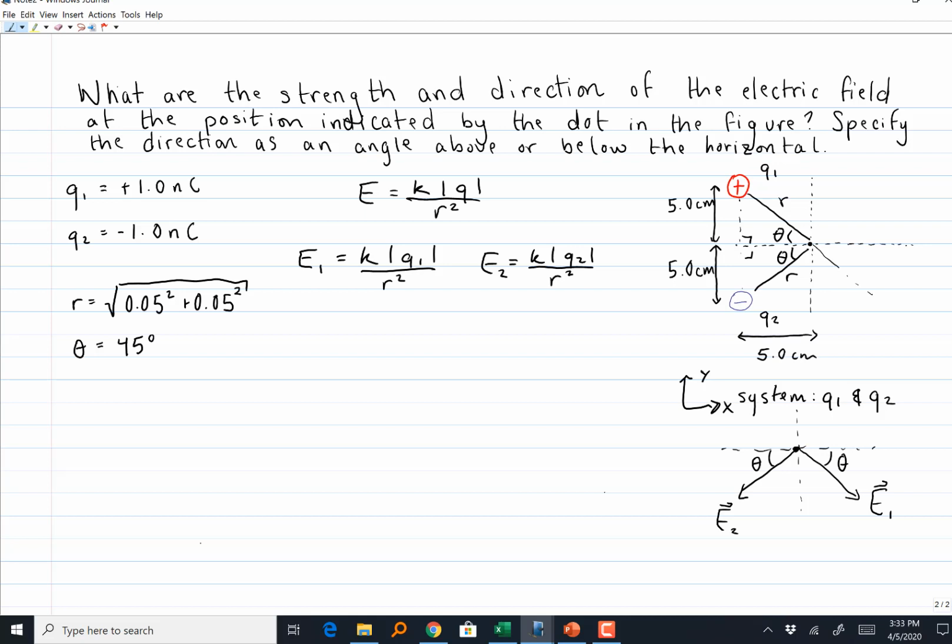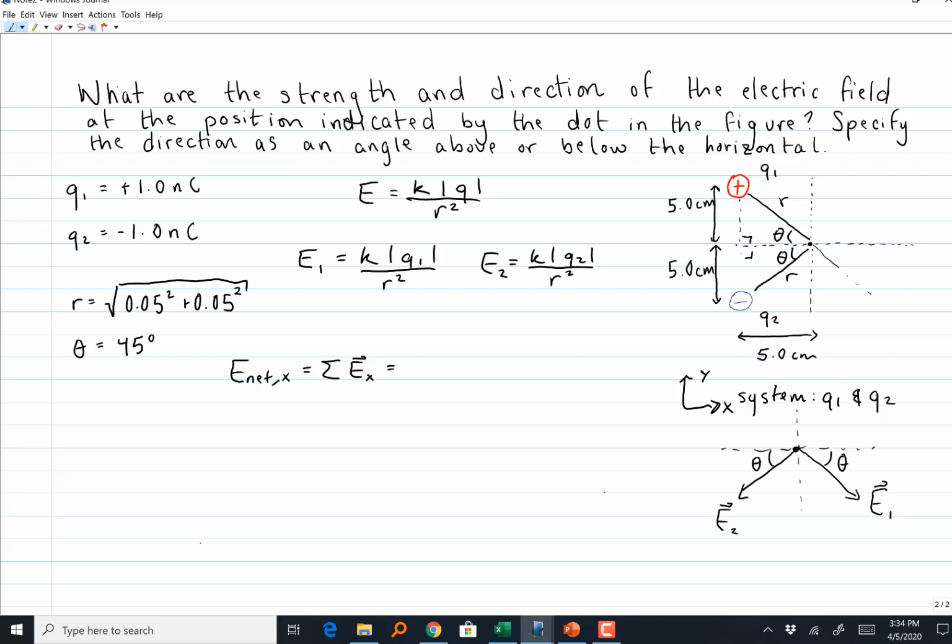And so I can, in a multitude of different ways, show that those two forces are going to be at 45-degree angles. We're looking for the net electric field in the x and y direction, just as we did with the force. The net electric field in the x direction is just going to be the sum of the electric fields in the x direction.